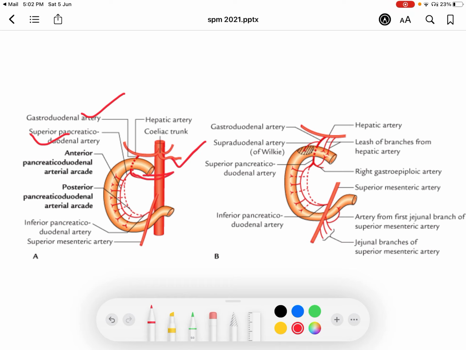And this branch which is going, which one is this? This is the right gastroepiploic artery. This is the right gastroepiploic artery. So this gastroduodenal divides into the superior pancreaticoduodenal and right gastroepiploic. Again this superior pancreaticoduodenal artery divides into the anterior pancreaticoduodenal and posterior pancreaticoduodenal artery, and supplies both the surfaces, the anterior surface and posterior surface.